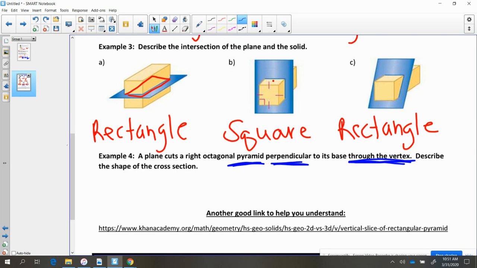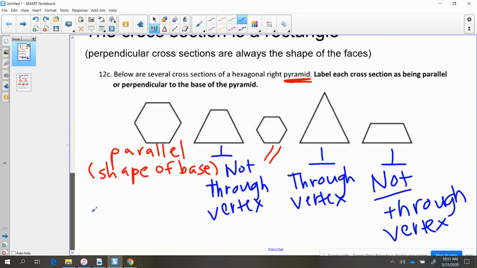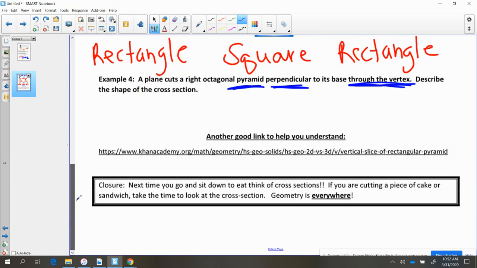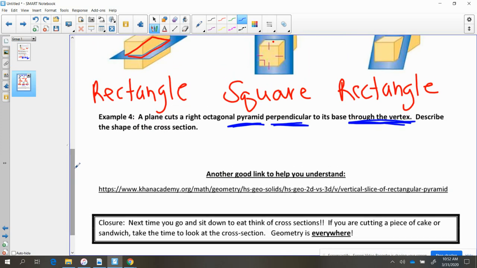Okay, a couple things here. For pyramids, we know that if you are perpendicular, you're either going to get a triangle or a trapezoid, like we talked about on the bottom of this page. It's kind of our two options for perpendicular. Now, through the vertex is the other key word here, because the cross section through the vertex has to be a triangle. If it was not through the vertex, that's when it would have been the trapezoid.